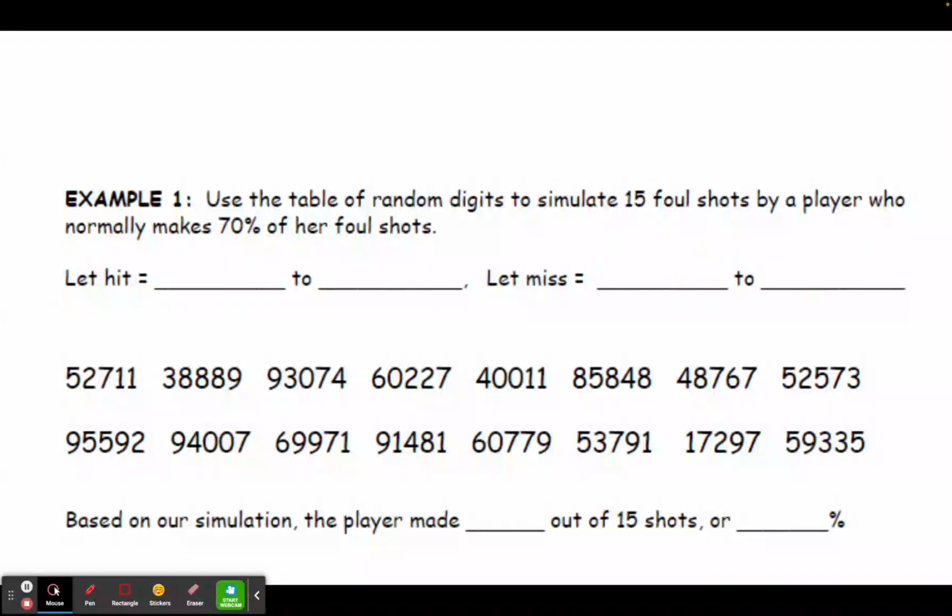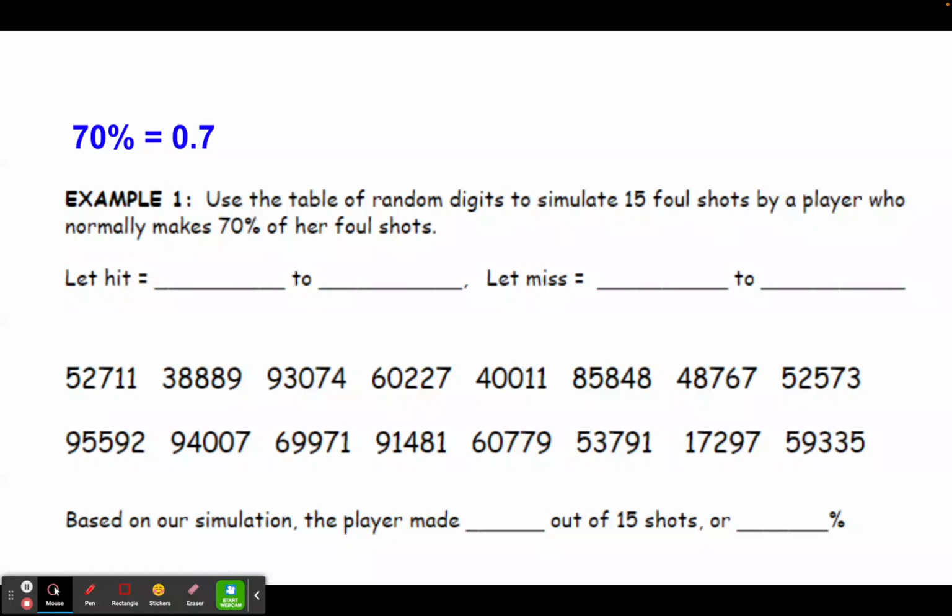In example number 1, it says use the table of random digits to simulate 15 foul shots by a player who normally makes 70% of her foul shots. The 70% is the athlete's ability, so that's what we're going to use when we divide up our digits. And the 15 is the number of performances that we're going to simulate. First, let's change that 70% to a decimal. 70% is 0.70 or 0.7. I want to use as few digits as possible because it makes the simulation easier. Because I can express that percent as a single digit decimal, I'm going to use 0.7.